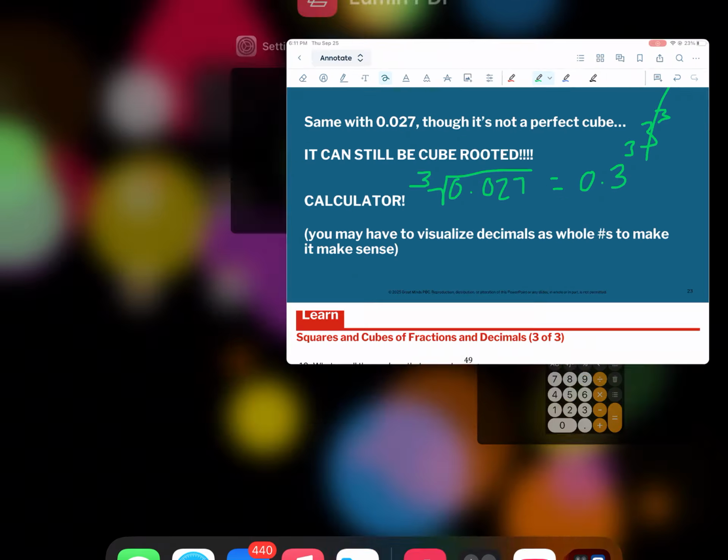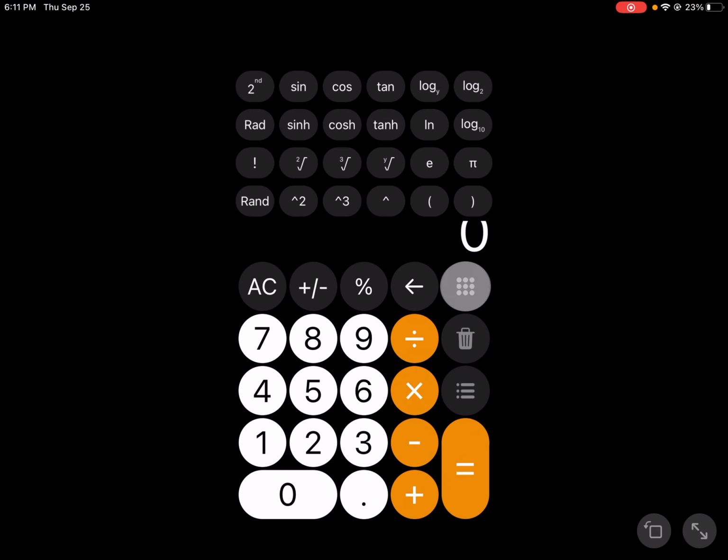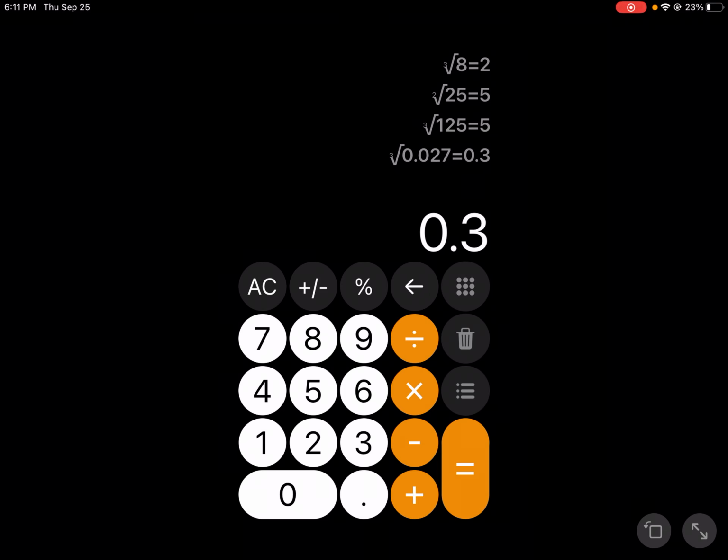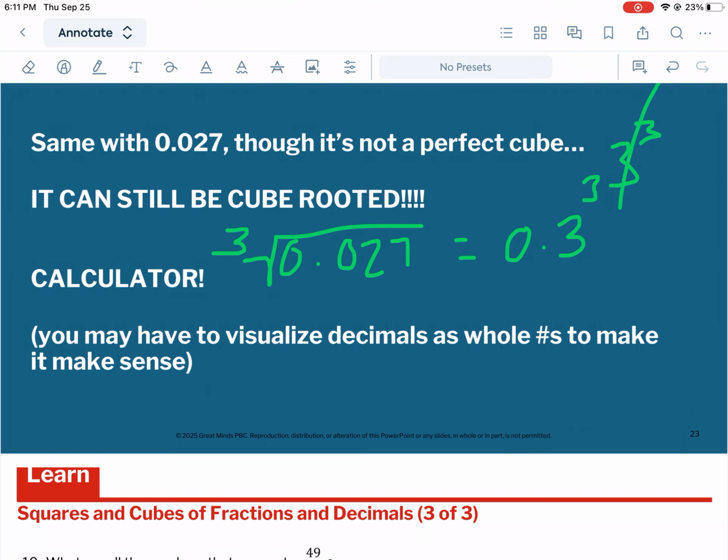Okay? If you ever need to double check, plug it in the calculator. A calculator will never fail you. It'll only fail you if you just don't know what you're doing. Same thing. Plugged in the cube root, we got 0.3. That's it.